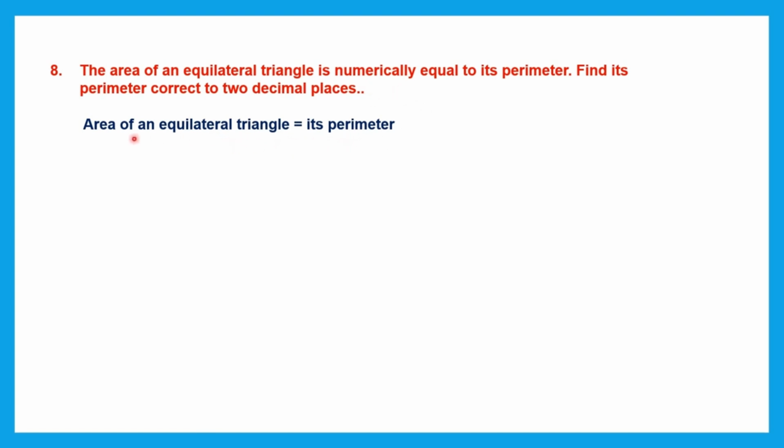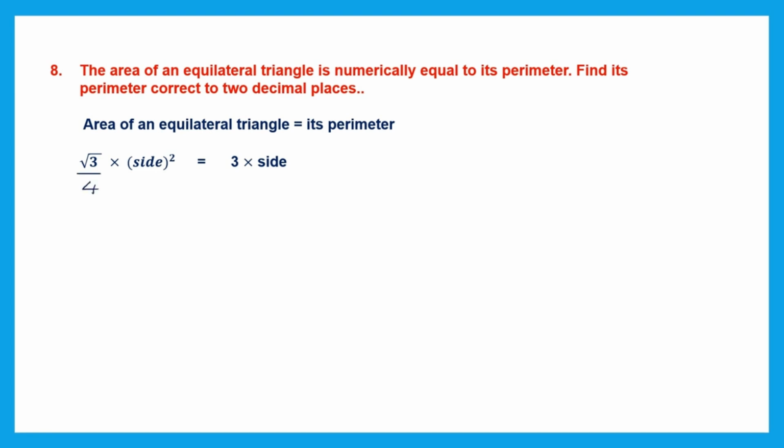So what we are going to do is take the formula of the area of an equilateral triangle and write that it's equal to the formula of the perimeter. So let's write that. This is the formula of the area of an equilateral triangle: root 3 divided by 4 into side square is equal to 3 into side.